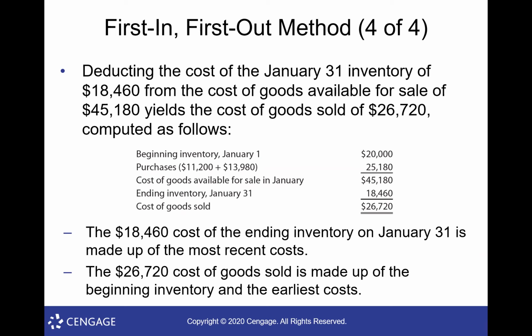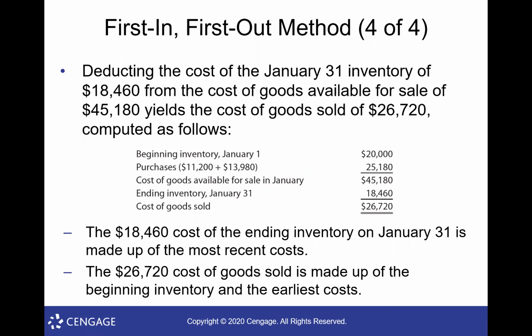So someone counts up, there's this many units sitting there. We go back and look at our purchase logs and we can say, okay, we're assuming these are the most recently purchased units that are still here. So under a first in, first out method, recognize that we're assuming that the last in units are the ones still sitting on the shelves because the first in units were the ones that were sold.